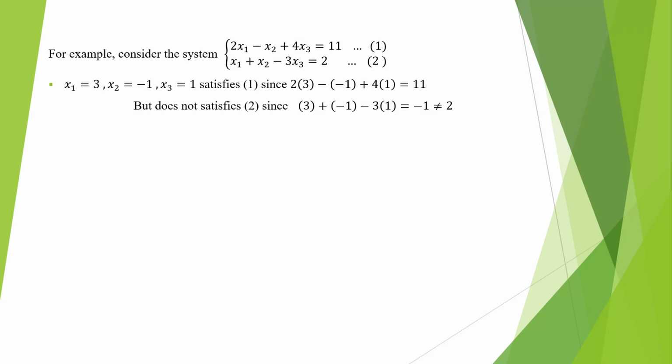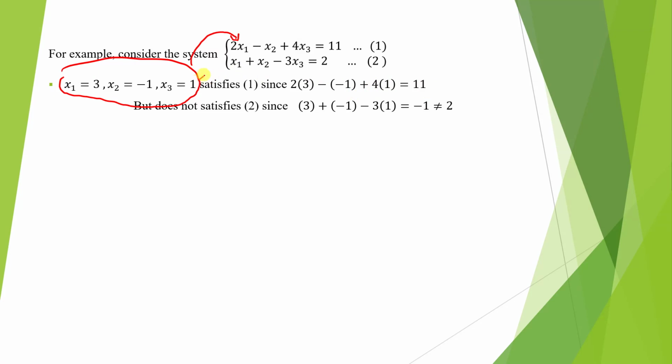Do they satisfy equation 1? It means that we take these values and substitute them in equation 1. We have 2 multiplied by 3 minus 1 multiplied by minus 1 plus 4 multiplied by 1 equal to 11. This is correct.